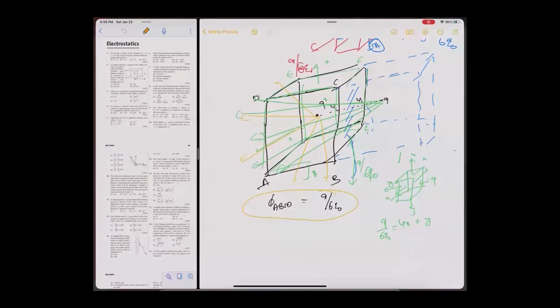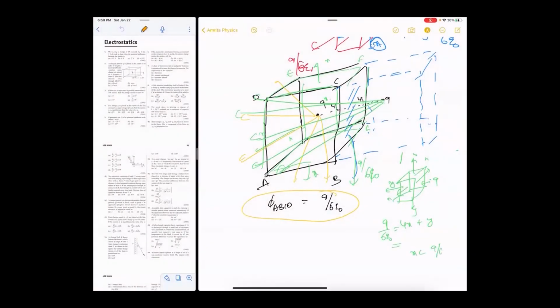Okay. Now, from this, can I say X is less than Q by 6 epsilon naught? Now I'm just asking you to calculate the value. What is the net flux? Q by 6 epsilon naught plus X. Q by 6 epsilon naught is due to this, and X is due to this. Are you able to understand? The net flux through ABCD is Q by 6 epsilon naught plus X. Now, what is Q by 6 plus Q by 6? Q by 6 epsilon naught plus Q by 6 epsilon naught is Q by 3 epsilon naught, right? So this will be less than Q by 3 epsilon naught.